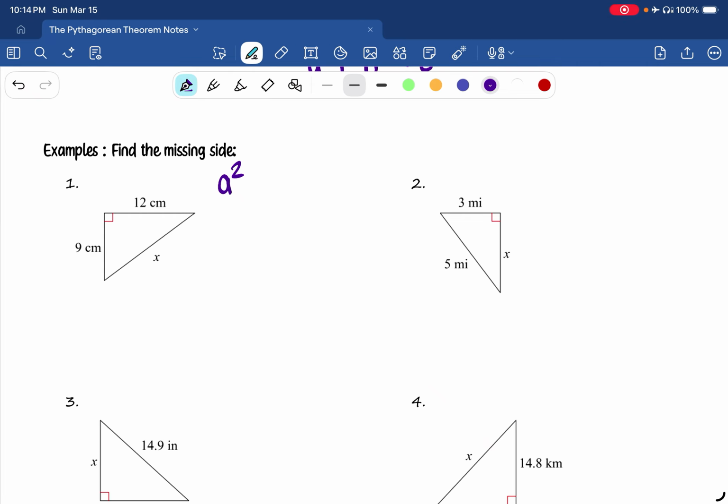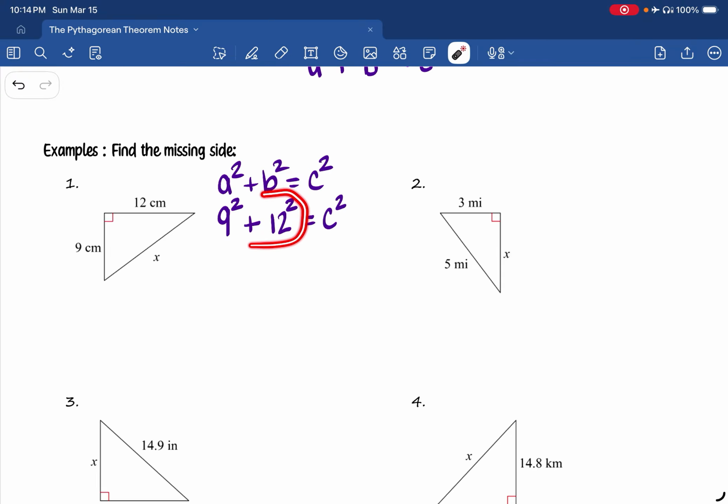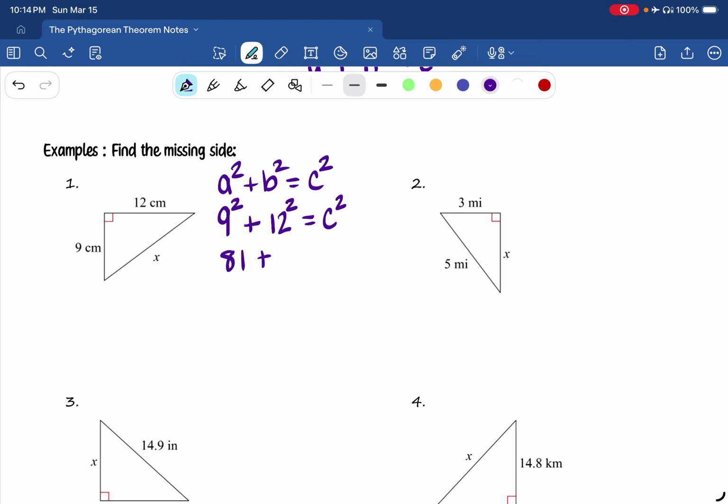So for our Pythagorean theorem, we're going to plug in and we're going to solve for C. So A, I'm going to call A 9. So we're going to say 9 squared plus B is going to be 12, 12 squared equals C squared. Now what we'll do is we'll work out this side over here. We're going to find 9 squared plus 12 squared. So 9 squared is 81. 12 squared is 144 equals C squared. And now I'll add those together. I get 225 equals C squared.